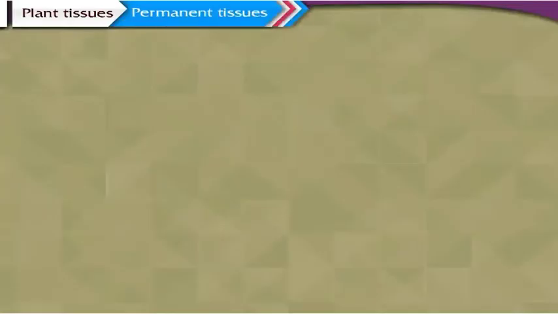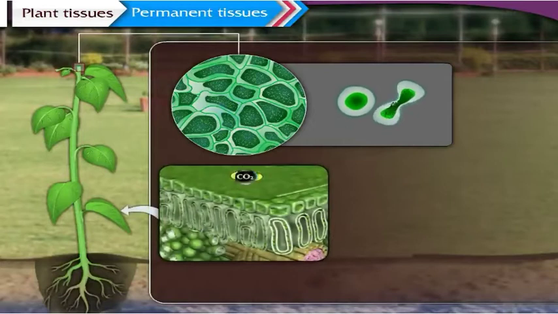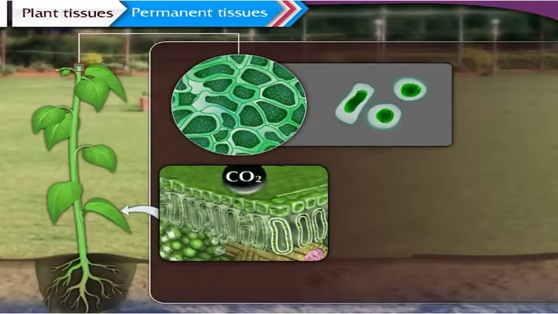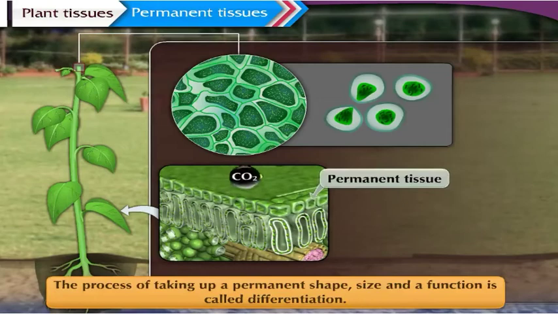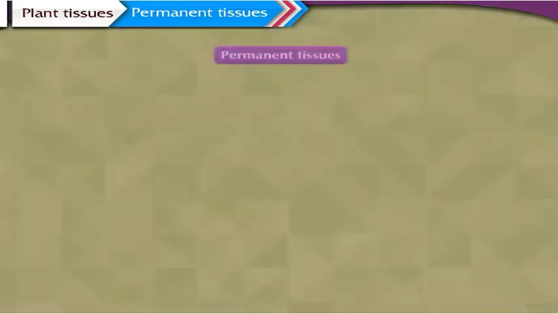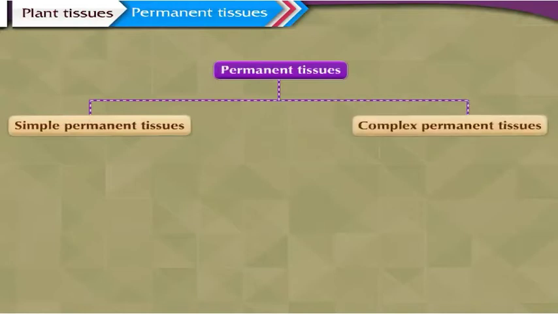Permanent tissues. The cells formed by the division of the meristematic tissue take up a specific role and lose the ability to divide. This process of taking up a permanent shape, size, and a function is called differentiation. As a result, they form a permanent tissue. Permanent tissues are of two types: simple permanent tissues and complex permanent tissues.